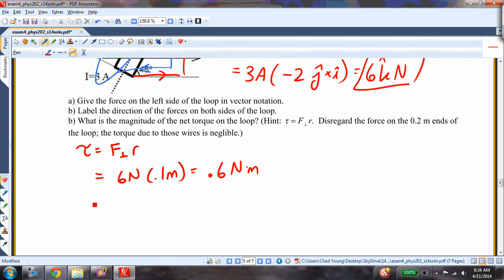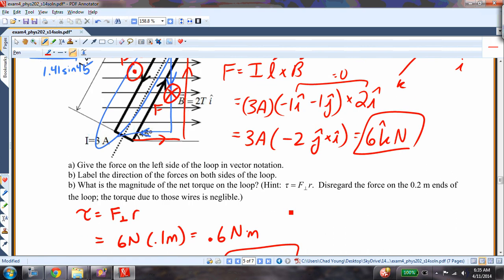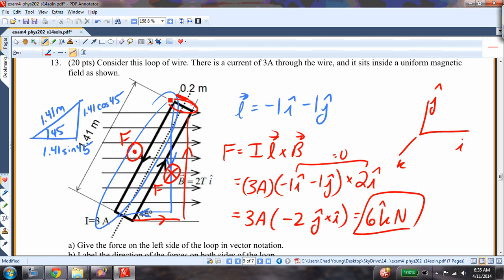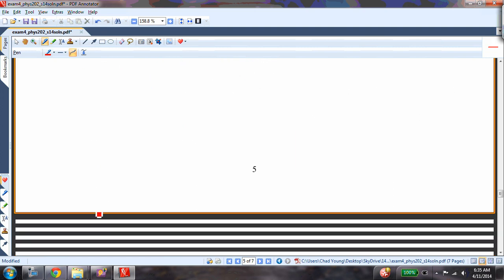But the total torque is going to be twice that. So the total torque, which is the torque on the left-hand side plus the torque on the right-hand side, will be 1.2 Newton meters. And I said to disregard the forces on these small ends. They do experience a certain amount of torque, but it's small compared to the torque that's experienced by these long ends. All right, I think there's one more.